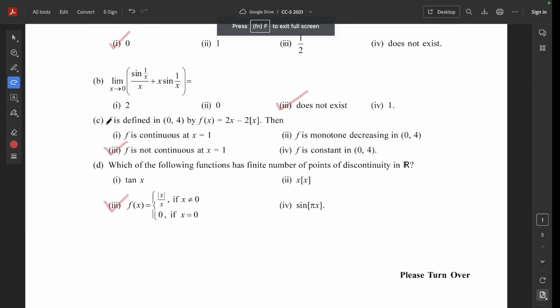Next question, C: f is defined on the open interval (0, 4) by f(x) equals 2x minus [x], then correct option 3, f is not continuous at x equal to 1.